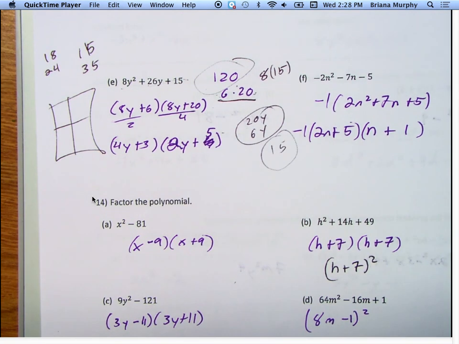Is there a problem on the test where we have to do it? There's one, it's not that hard. Any others that you would like me to do? Yes, Grace.